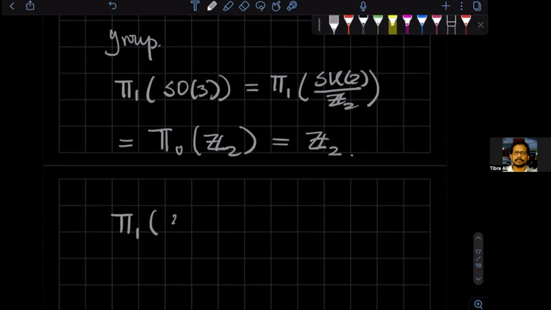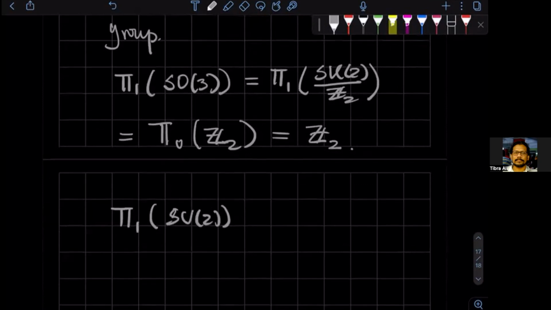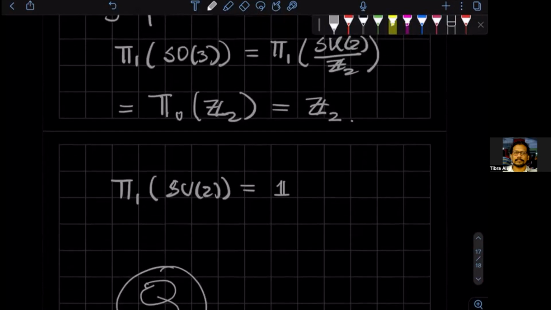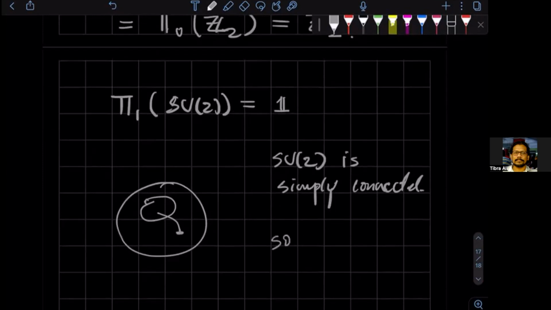Whereas on the other hand, pi1 of SU2 is just a sphere. Any loop on the sphere can be continuously deformed to a point. So the fundamental group of SU2 is just the identity, right? So that means that topologically these 2 spaces are different. SU2 is simply connected. SO3 is multiply connected.